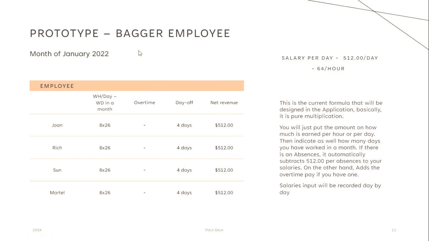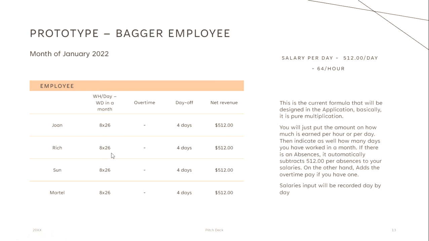This is just an example. If the employee is a bagger, and a sample of a month, January 22. January 1 is a holiday, then the first working day is January 2. Then so total of 30 days minus 4 days, of course. Each employee has their day off every week. So a total of 26 working days in a month.